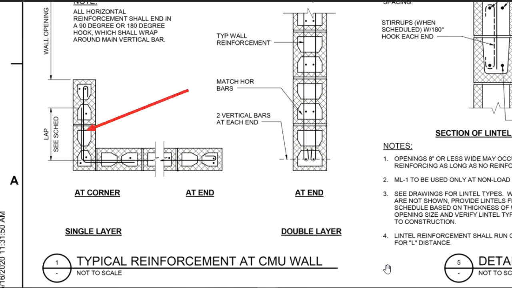8-inch CMU wall shall have single-layer vertical reinforcement. 12-inch CMU wall shall have double-layer vertical reinforcement. Single or double layer shall receive 2 rebar at corner, 2 rebar at ends, and 2 in intersection. All horizontal reinforcement shall end in a 90-degree or 180-degree hook, which shall wrap around main vertical bar.